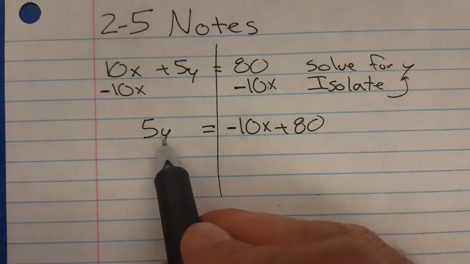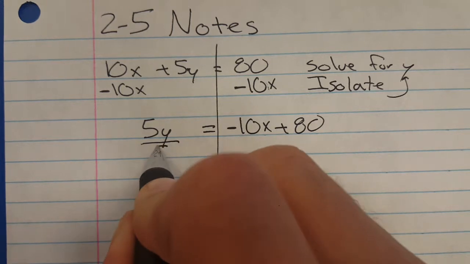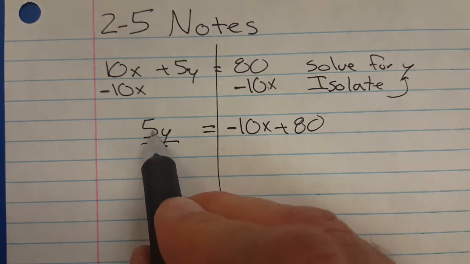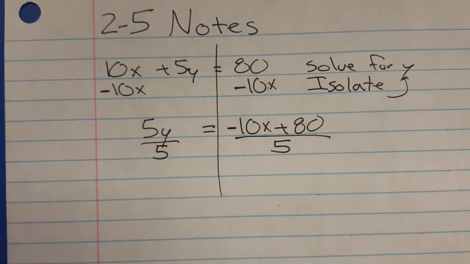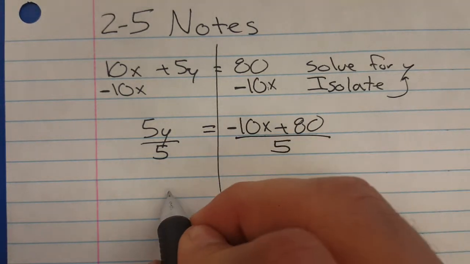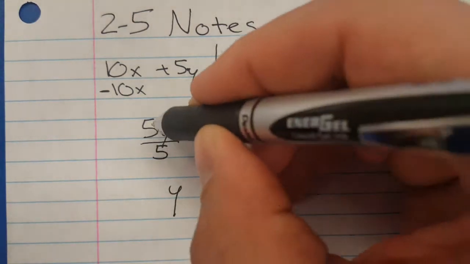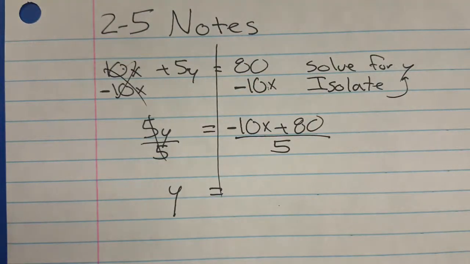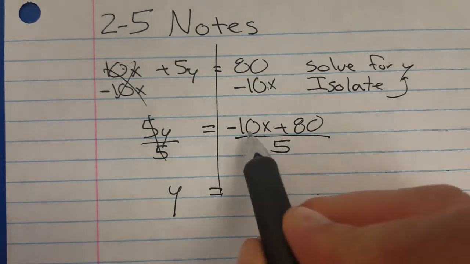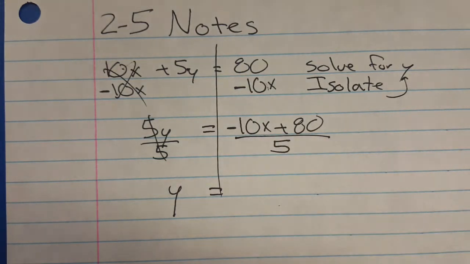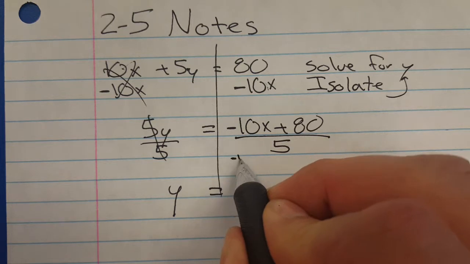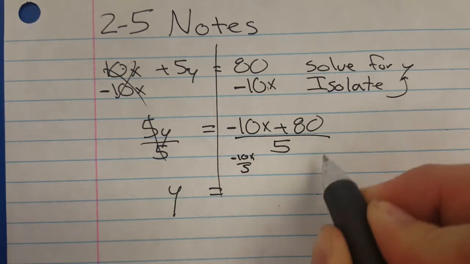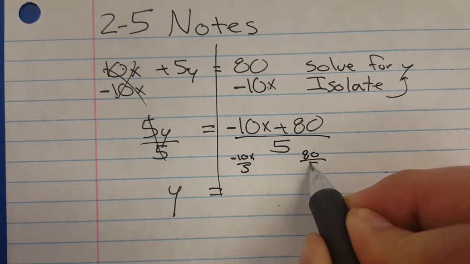Our last move. We got to divide y by 5. Now, here's the tricky part, friends. You have to take the left divide by 5, and you have to take the right divide by 5. The entire right and divide by 5. Y is finally isolated, because that canceled. So when you divide a group, students, this group is being divided by 5. Technically, that's the same thing as if each piece was being divided by 5. So technically, you could write it as negative 10x divided by 5 and 80 divided by 5.